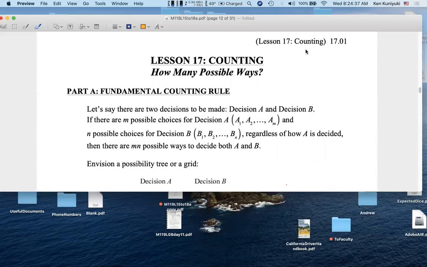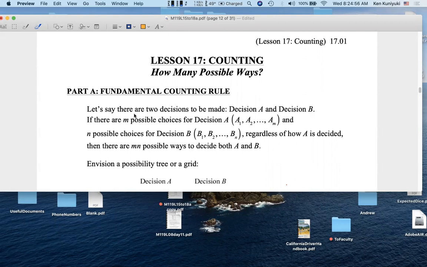Hi everyone. Lesson 17 is on counting, which is the basis for many probability problems. Counting. It's not quite as easy as it sounds, but we are going to count how many possible ways things can happen. In part A, we talk about the fundamental counting rule, which drives much of this lesson.